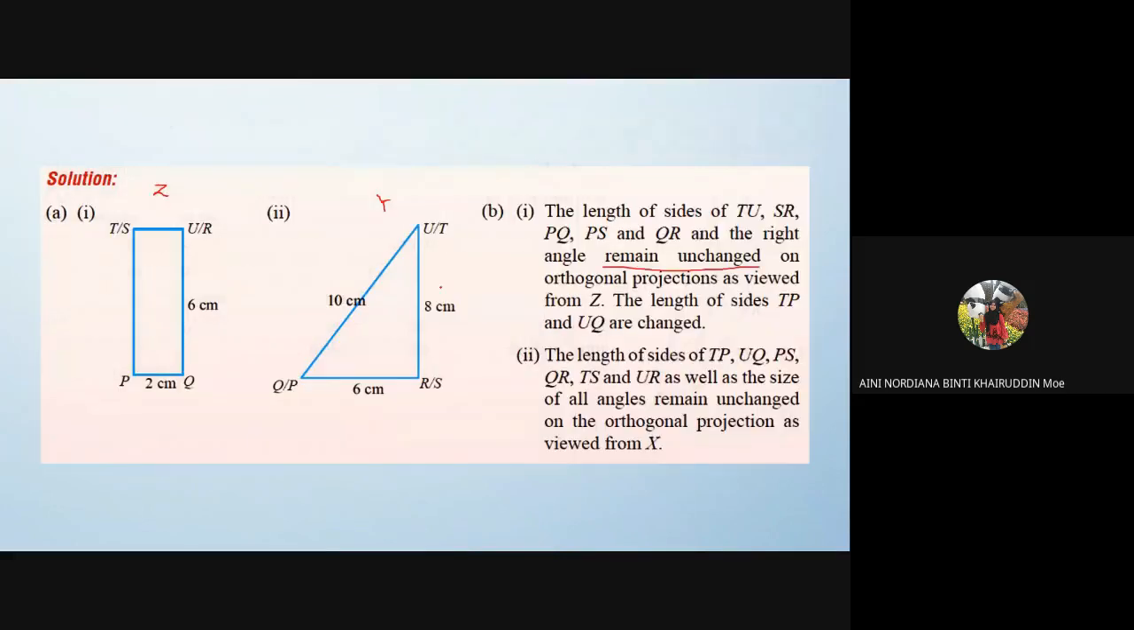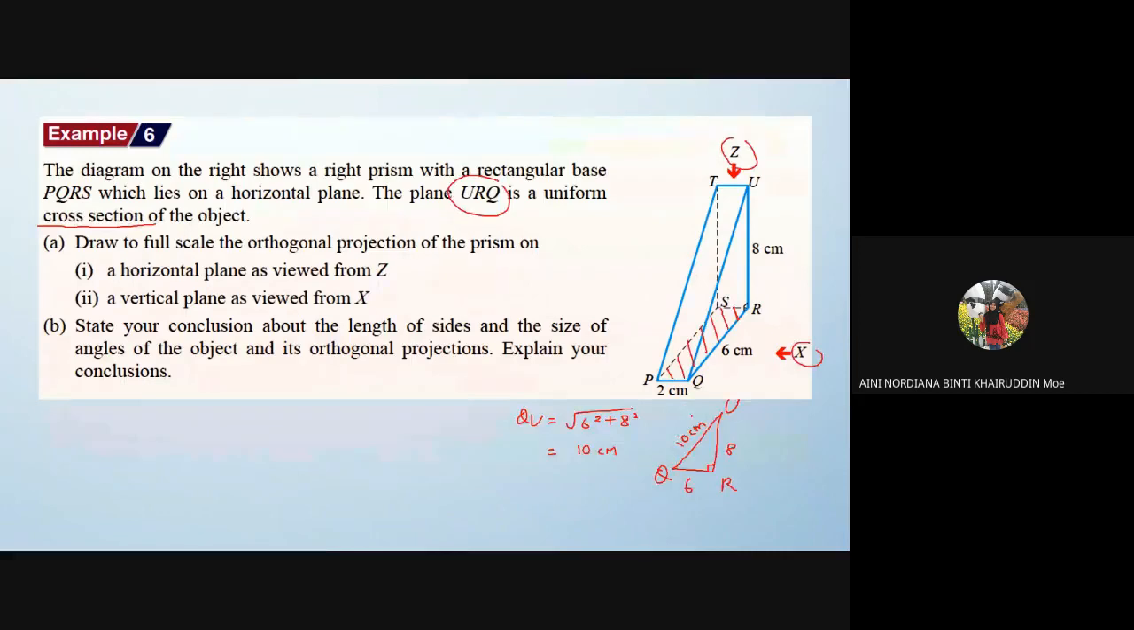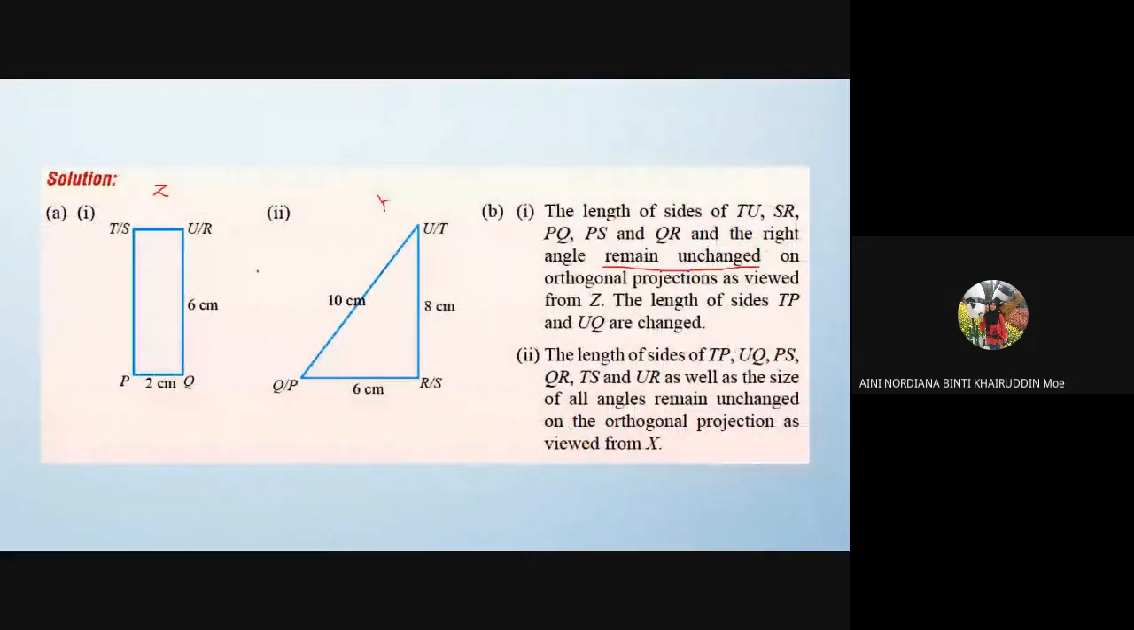But when you draw the orthogonal projection, the length of QU now becomes 6 cm. That's why the answer here said the length of side TP and UQ change.